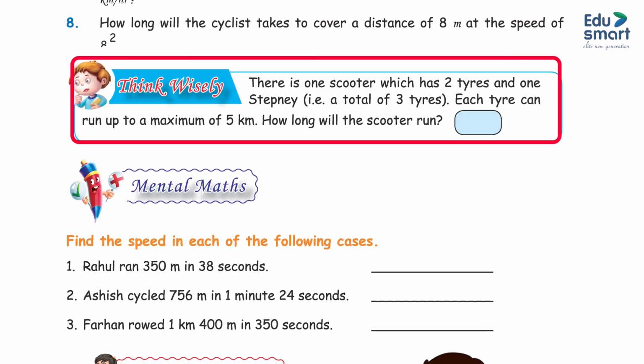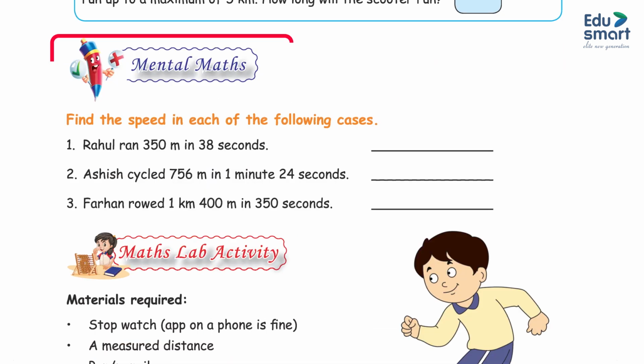Think wisely. There is one scooter which has 2 tires and one stepney, a total of 3 tires. Each tire can run up to a maximum of 5 km. How long will the scooter run? Answer 5 km.